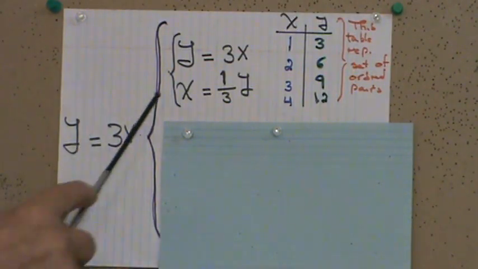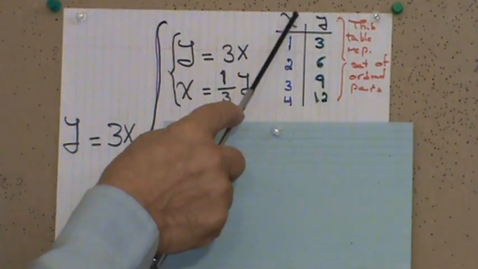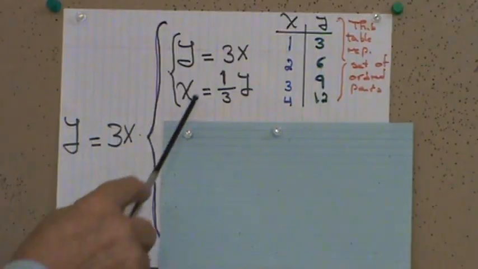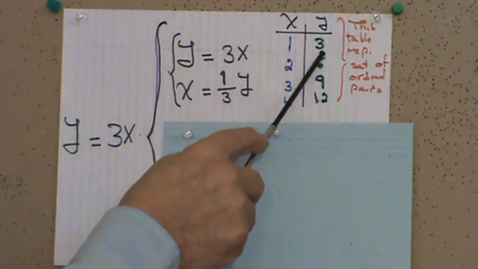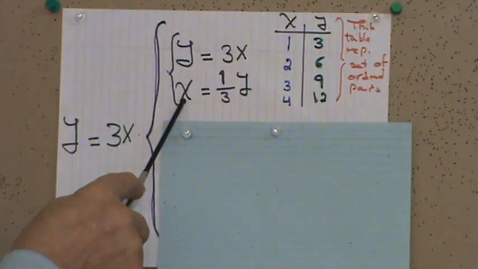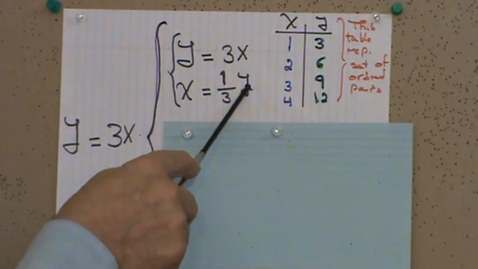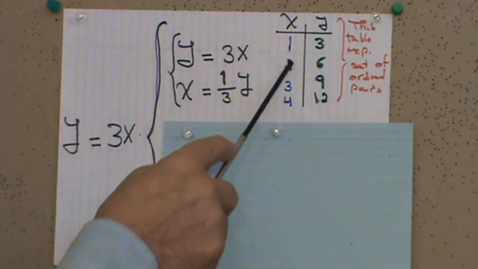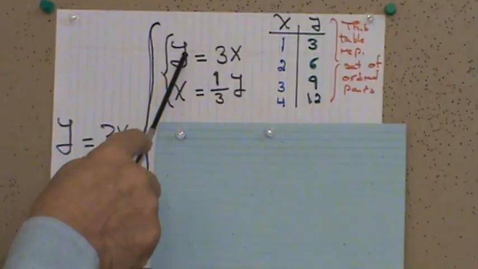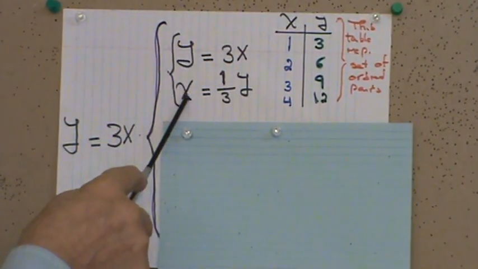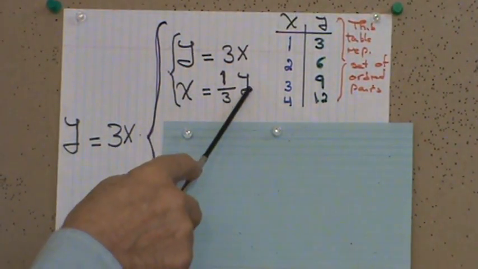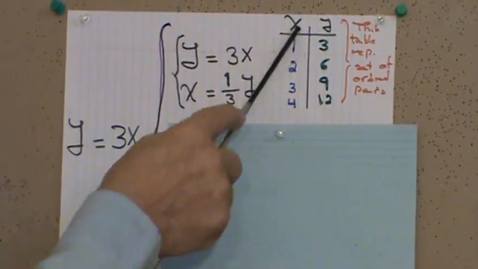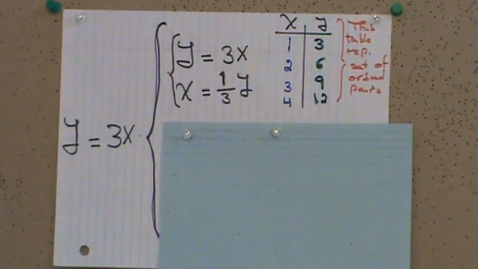Now, look what happened. This and this, they have the same set of ordered pairs. Just try a few of them. For this one, when x is 1, y is 3. Is that right? And for this one, when x is 1, y must be 3, because 3 over 3 is what? Is 1. So for this one, when x is 2, y is 6. For this one, when x is 2, y must be what? Y must be 6, because 6 divided by 3 is 2. Do you follow me? They both have the same set of ordered pairs.